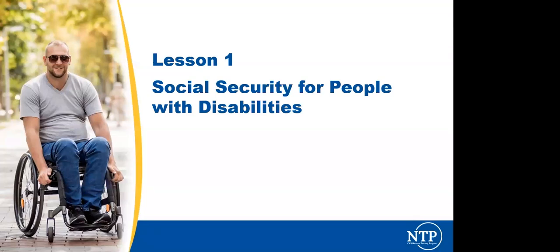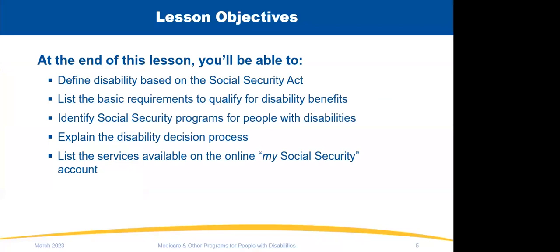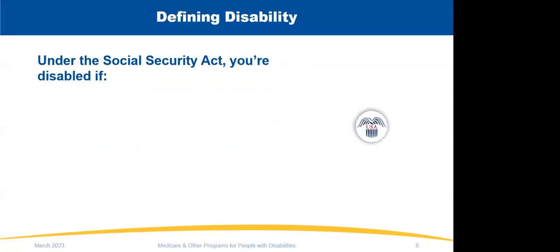So lesson one is going to be on Social Security for people with disabilities. And at the end of this lesson, you should be able to define disability based on the Social Security Act, list the basic requirements to qualify for disability benefits, identify Social Security programs for people with disabilities, explain the disability decision process, and list some of the services that are available with the online My Social Security account.